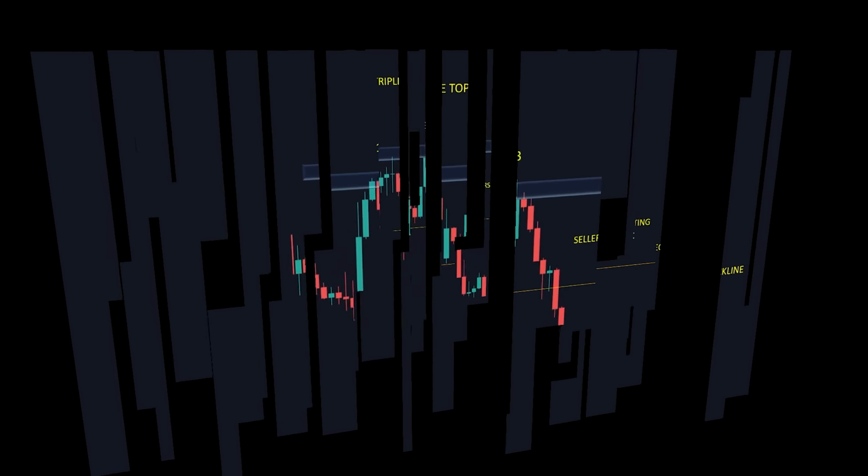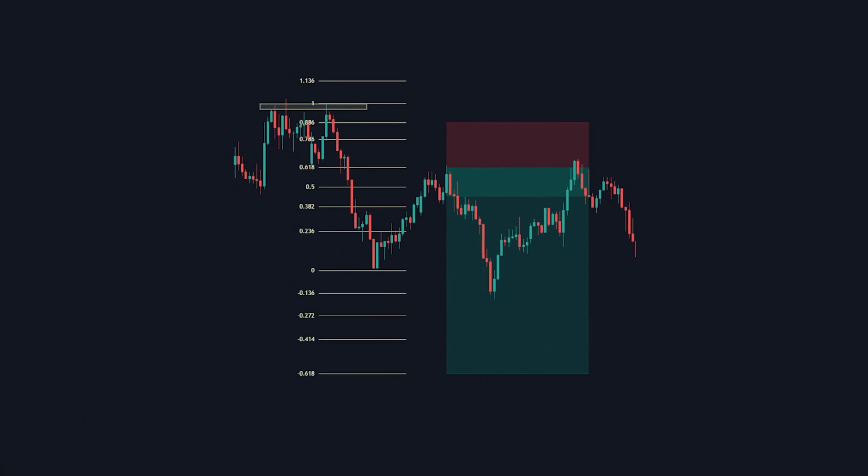Now we observe a pullback in price to 0.618. Why would I choose 0.618? Because I don't usually use the area above 0.618 as my entry position. So, 0.618 will be my last resort.